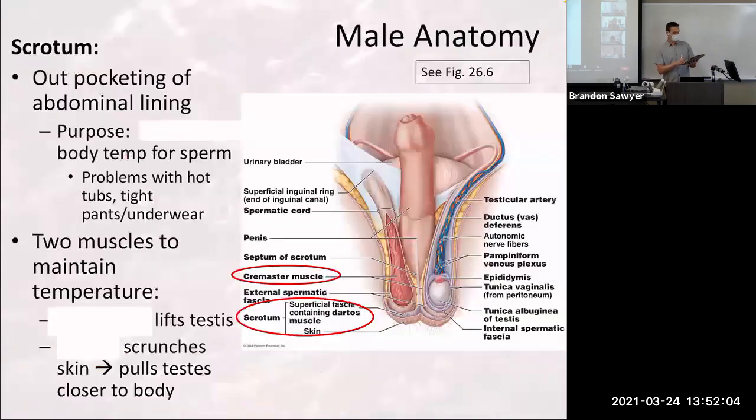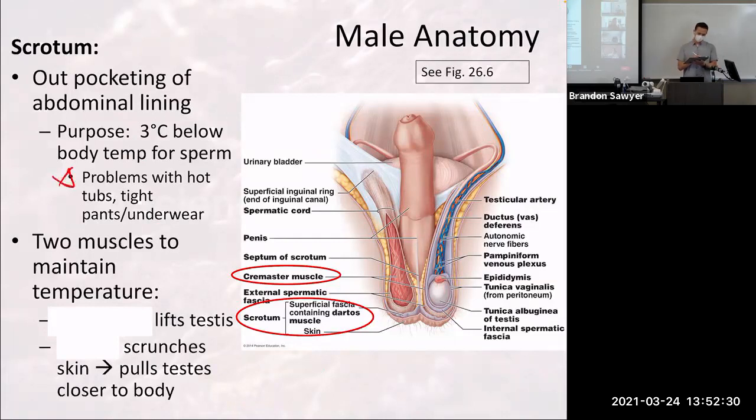Okay. All right, so let's take a look at the male anatomy here. The scrotum is continuous with the abdominal lining. Okay, so it's an out-pocketing of the abdominal lining. The purpose of it is because sperm do best at about 3 degrees below body temperature. So the testes need to live outside of the body in a way so they can be a little bit cooler.